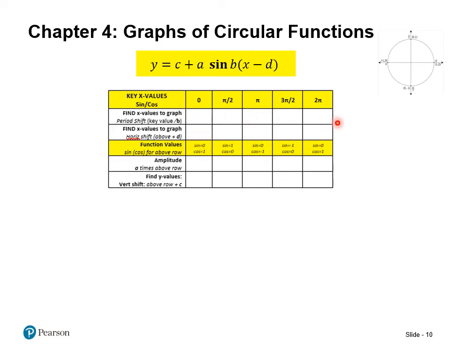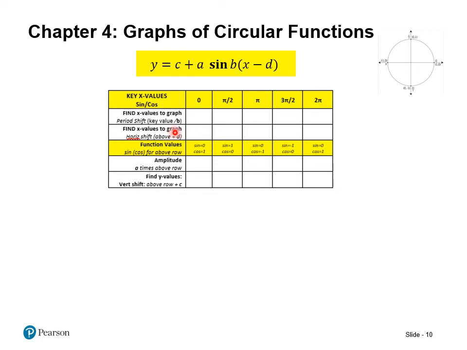And then you're just going to use, again, the variables a, b, c, and d to change each row. So again here, you would do 0 divided by b, pi over 2 divided by b, pi over b, etc. And then after you did that, for the next row, you would add whatever the value of d is. And again, remember d is the challenging one because it's opposite. So if it's minus 3, then d is positive 3. If it's plus 3, then d equals negative 3.